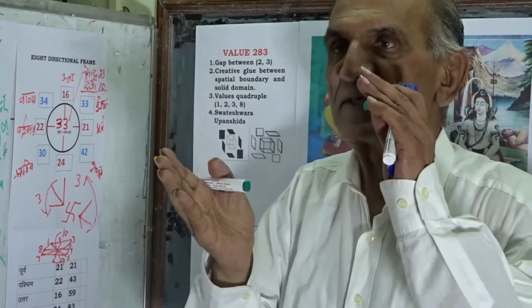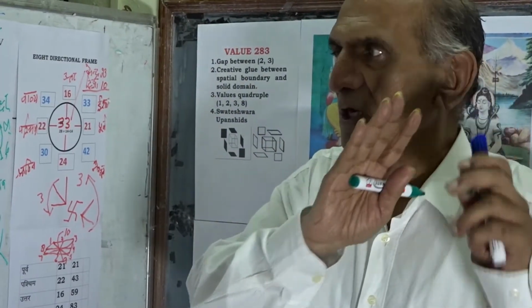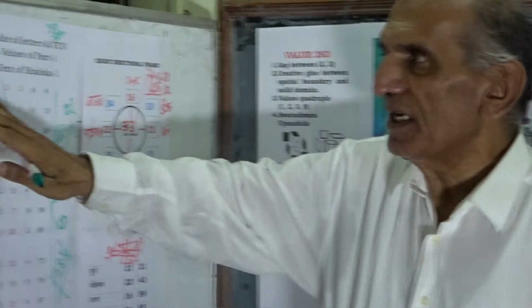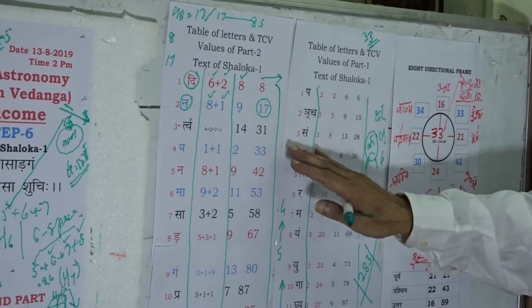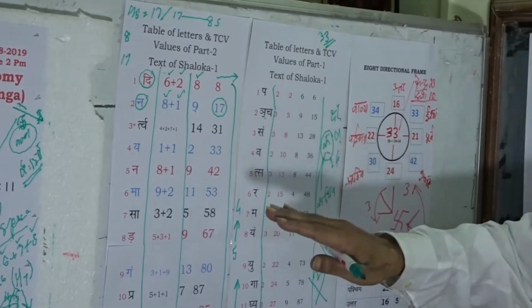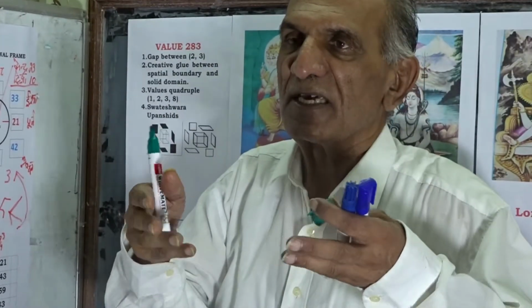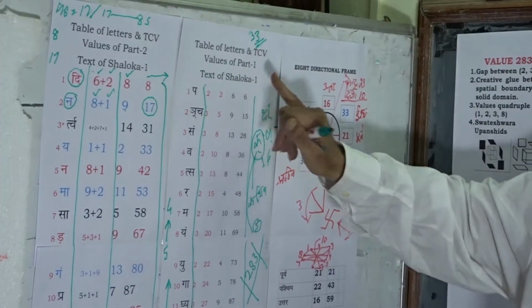So both ways, write down a note that the format of Shloka 1 of Lagdha Jyotish Vedanga takes us to and expects a mathematics of the Ganita Sutras. Ganita Sutras mathematics is the mathematics which is being availed by the format of the text of Shloka 1.